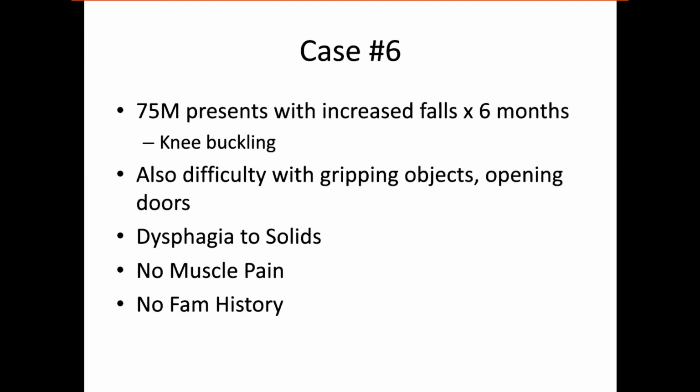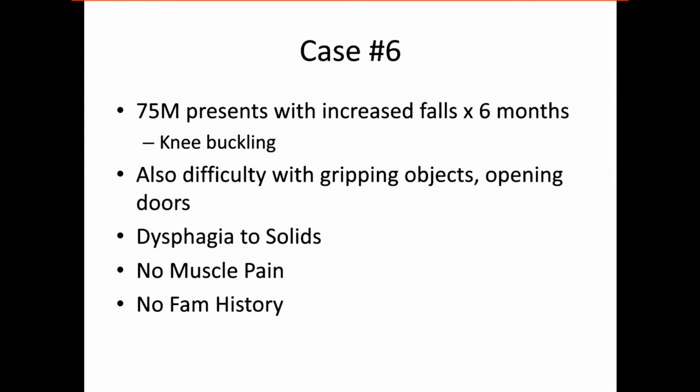All right, case number 6. So now we have a 75-year-old male, and of all the cases I'm going to present, I think this is probably the most important. So we have a 75-year-old male, and he's presenting with increased falls for 6 months. He reports that he's fallen in the setting of buckling his knees, but he's also tripping over objects that he easily was able to get over.